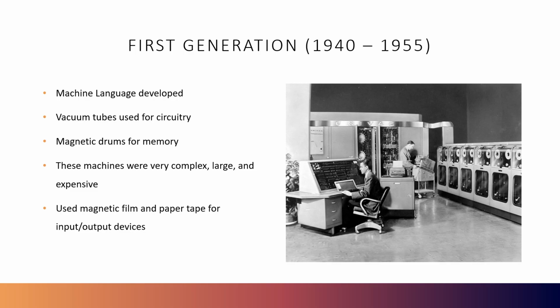Computer generations. Listing all of the innovations computers have experienced since Alan Turing's creation would be a daunting task, so I'll sum up the next 88 years into 5 computer generations. The first generation was from 1940 to 1955. Machine languages were developed, vacuum tubes were used for circuitry, and magnetic drums were used for their memory. These machines were very complex, large, and expensive. For input and output devices, they used magnetic film and paper tape.